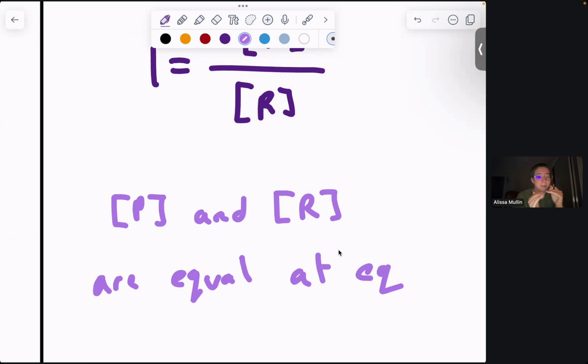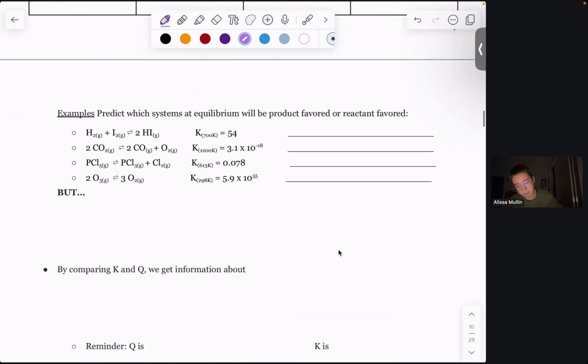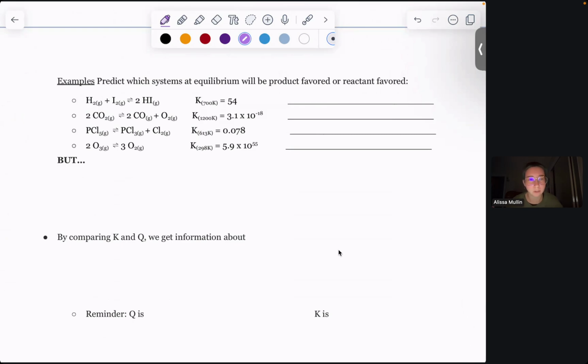But if you have ones that are perfectly in the middle, like you start with 1 mole of reactant and only half of it reacts, that kind of thing, this could be said to be true. All right, so take a second. I'm sure you guys could do this. Given these different reactions and this information about them, are they product favored or reactant favored?